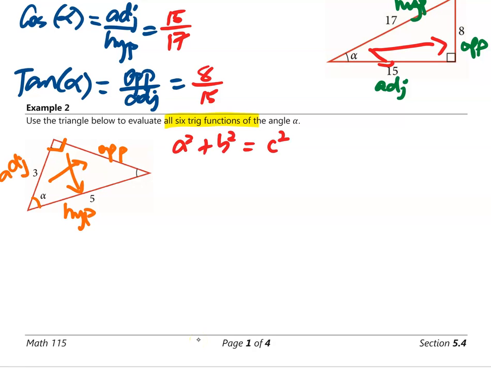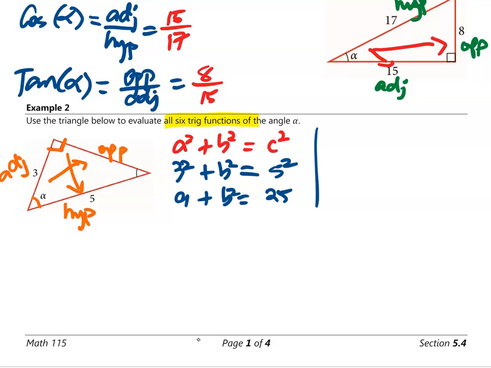And remember our Pythagorean theorem, a squared plus b squared is equal to c squared. So we can solve for the opposite side. That is 3 squared plus b squared, and the hypotenuse is 5, so 5 squared. This is 9 plus b squared is equal to 25. Subtract 9 from both sides. So b squared is equal to 16, and b is equal to 4. Square root both sides.